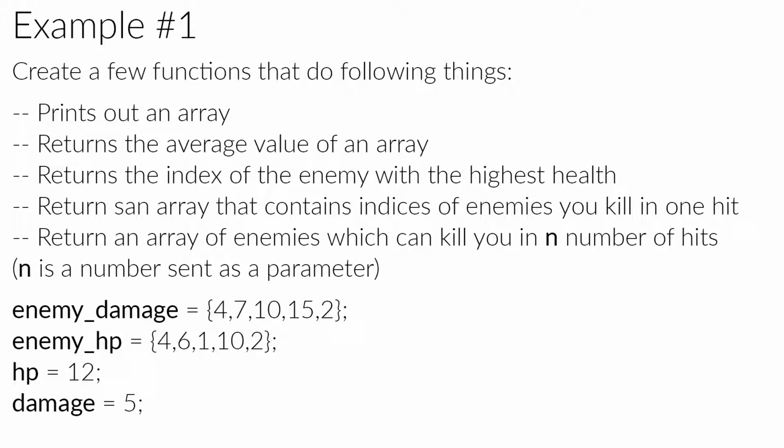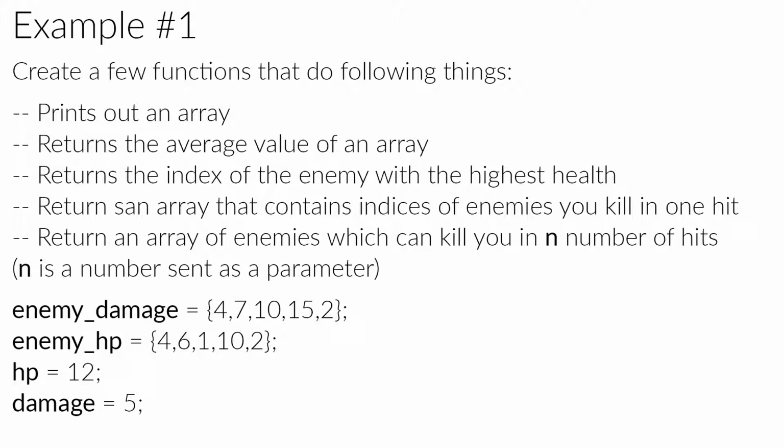So that means that we can put in 1, and then we figure out which enemies can kill us in 1 hit or less, or we can put in the number 5, which indicates which enemies can kill us in 5 hits or less. The 4 things that we are given as our base of code are the array enemy damage, which has values of 4, 7, 10, 15, and 2, and enemy HP, which has the values of 4, 6, 1, 10, and 2, and then we also have our own HP, which is 12, and our damage, which is 5.